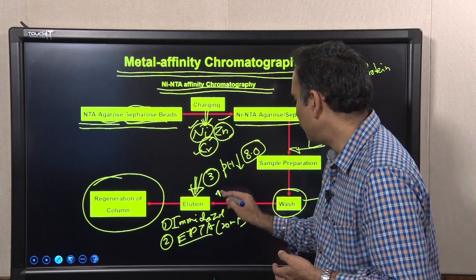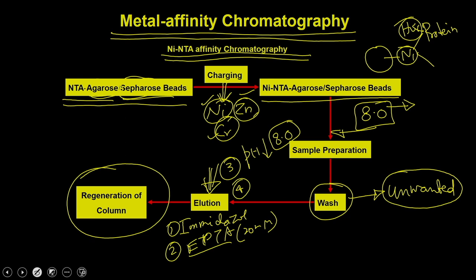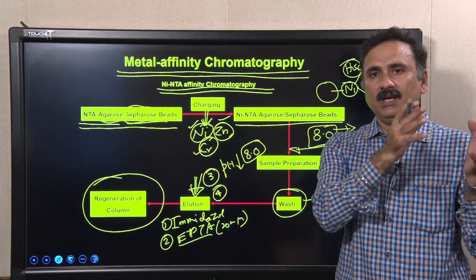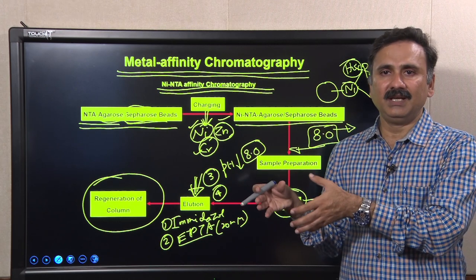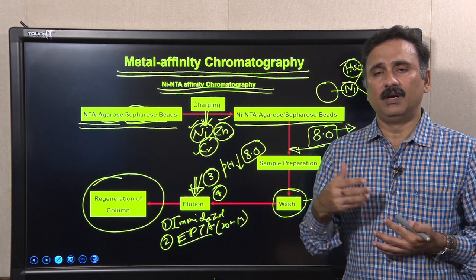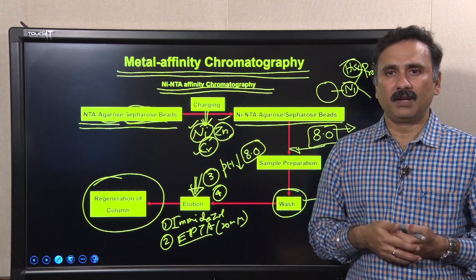Number 4 way of eluting the protein is that you can add chaotropic salts, like you can use urea or GdmCl, and that also is going to affect the affinity between the histidine tag and the nickel NTA, and that also is going to remove the protein from the column.